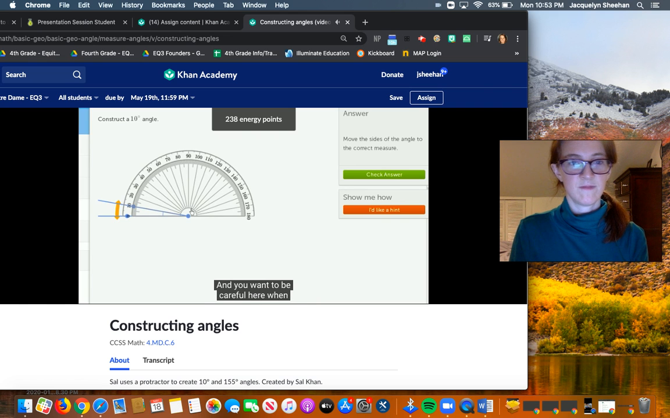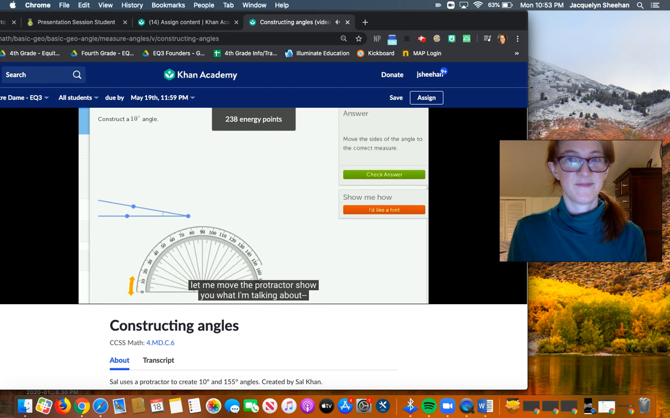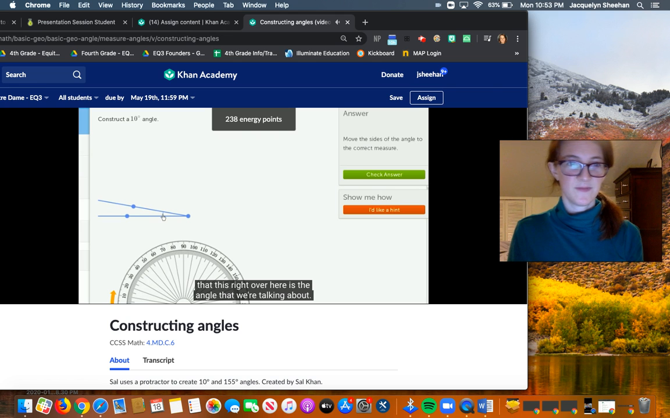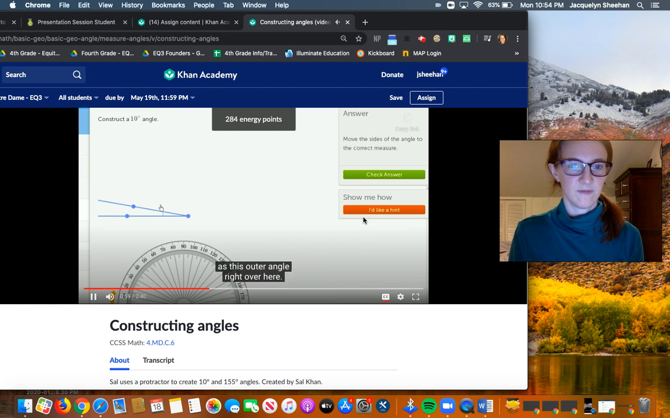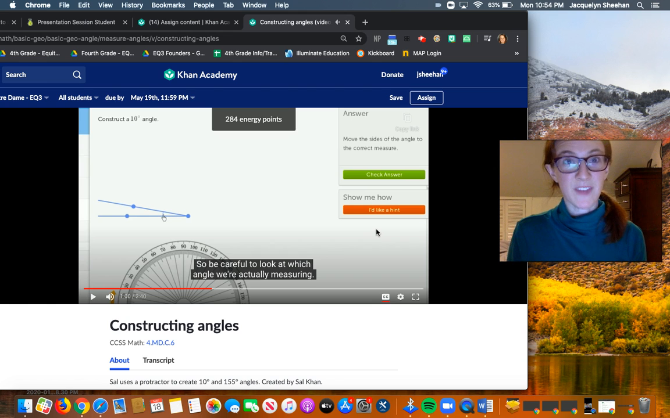And you want to be careful here when you use this tool, because of the angle in question. Let me move the protractor, show you what I'm talking about. This right over here is the angle that we're talking about. If I had switched these two rays, the way the tool is set up, it might have interpreted the angle as this outer angle right over here. So be careful. Remember, that's called a reflex angle. So you want to make sure that arc is where it's supposed to be, to look at which angle we're actually measuring.